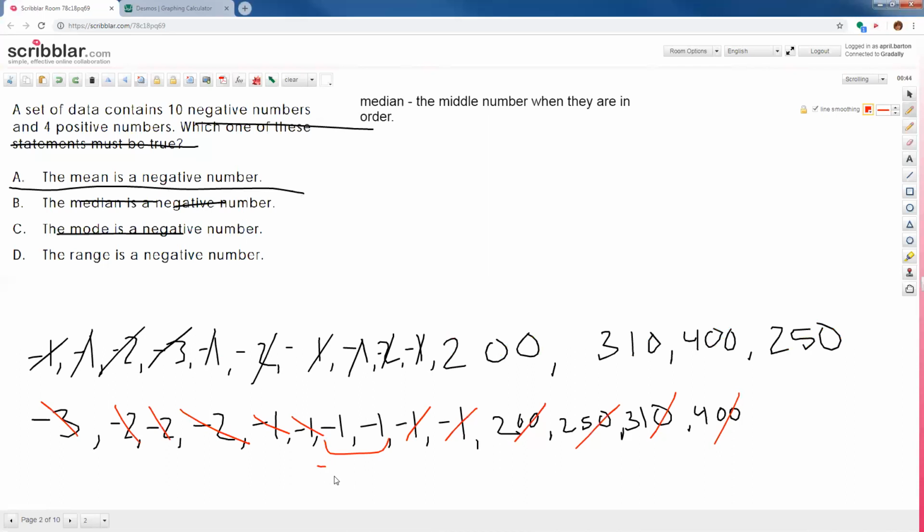If there's 2 in the middle, you find the average, you take the mean, which still gives us a negative number, a -1. So is that going to be true all the time? Is there any other way I could pick these numbers if I fulfill these restrictions? 10 negative, 4 positive. That's all I can pick. Is there any way I could pick them so the middle number is not negative? No. No way I could pick them so it's not negative, so B is our correct answer. That has to be negative no matter what I do.